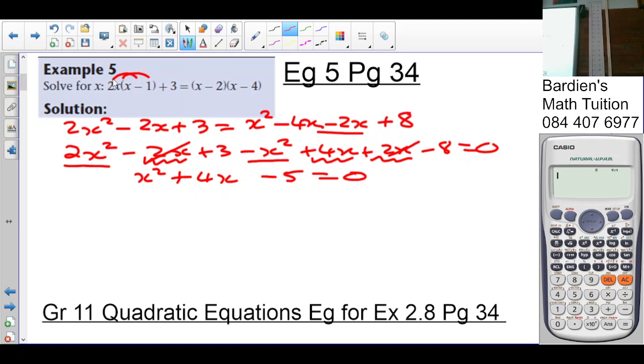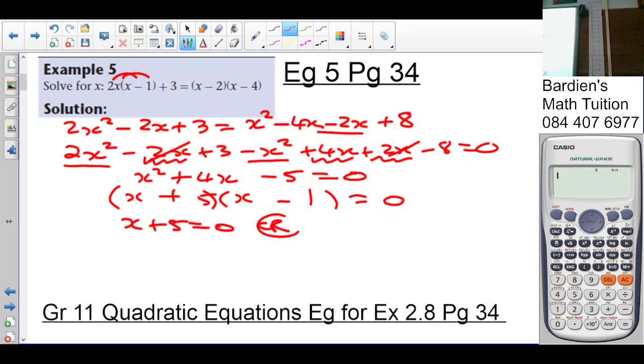Now we need to factorize. For some two factors there, we've got x and x, 5 and 1, plus and minus. All agree with that? So what do we do now? We set each factor equal to 0. So x plus 5 is equal to 0, or x minus 1 is equal to 0. So x is equal to negative 5, or x equals 1.